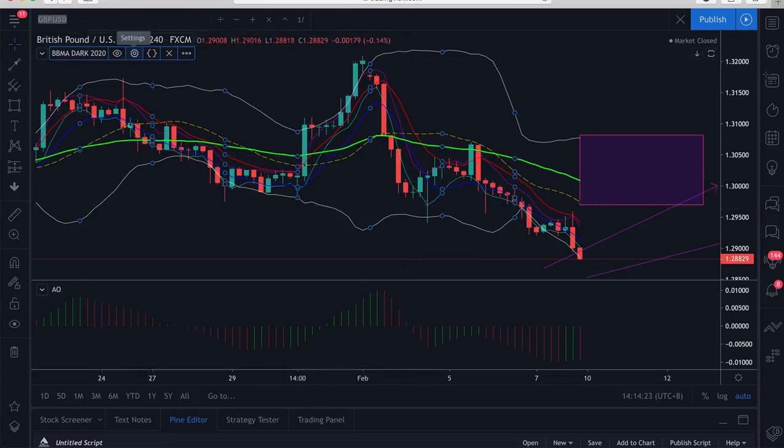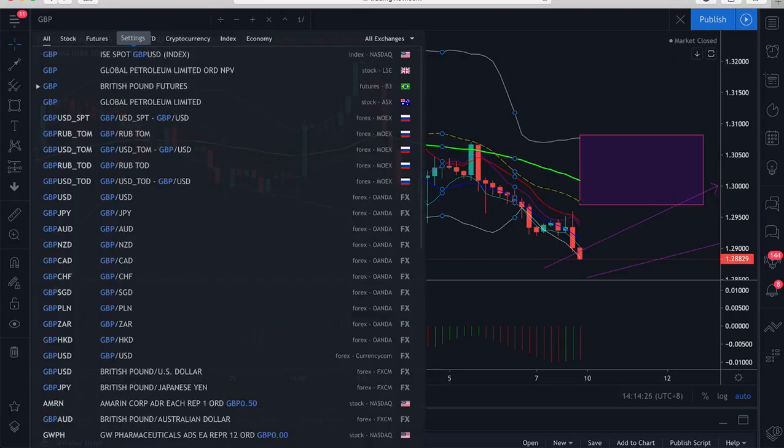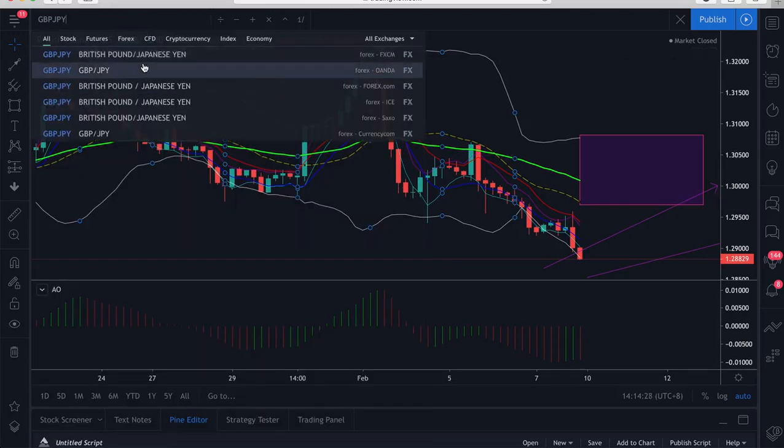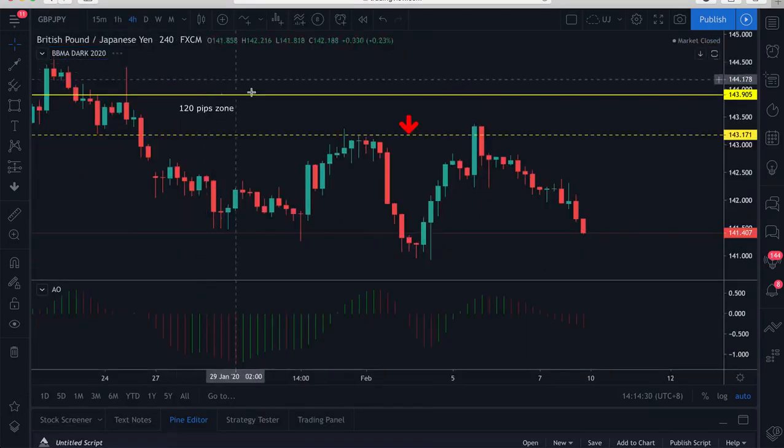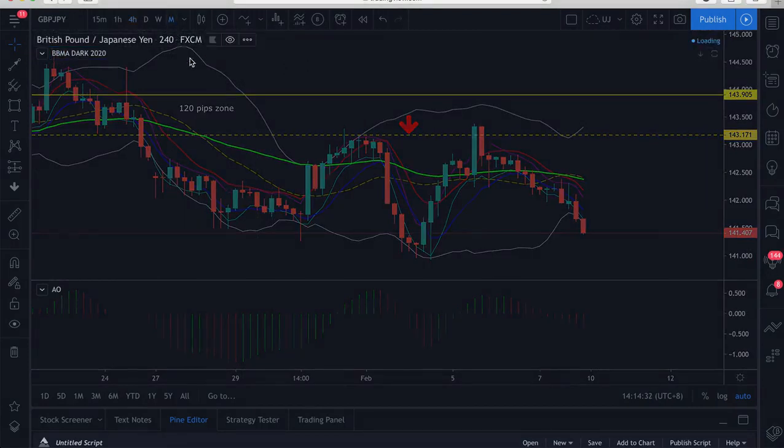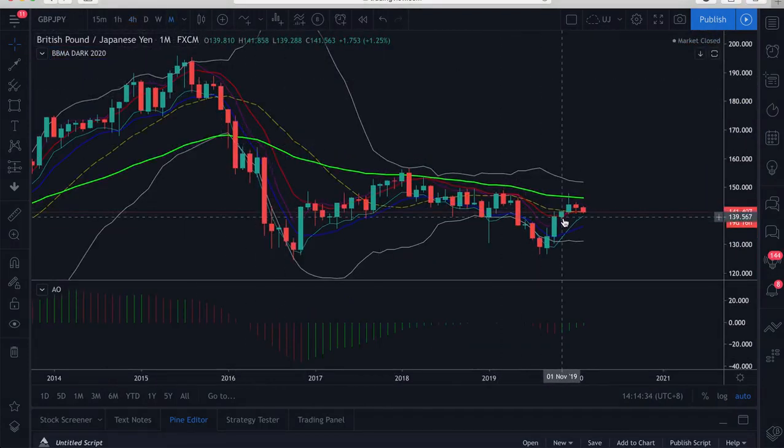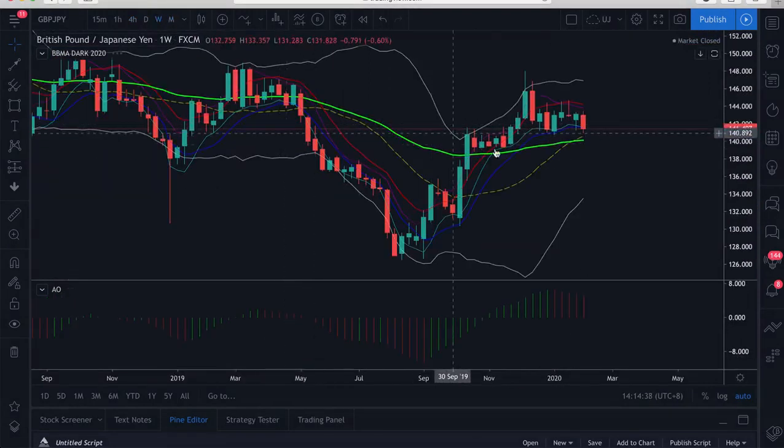Next one, GBP/JPY. For GBP/JPY, we have a monthly re-entry sell swing here. As you can see here, this is an MHV sell. It's still valid for this week, and price is almost now still making an MHV sell.